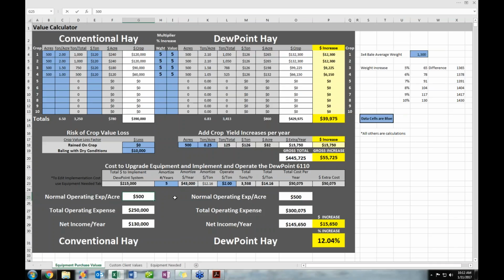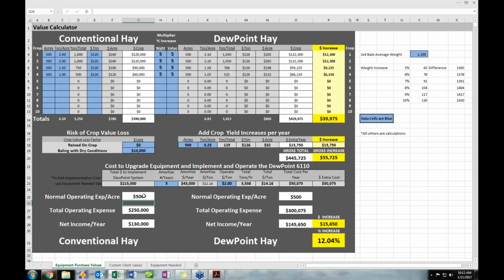because if I put this at 600, then our increase gets really crazy, because on this side it's costing us 6, on this side it's only costing us 5. So whatever we do to one side, we have to do to the other. So we'll leave them at 500.